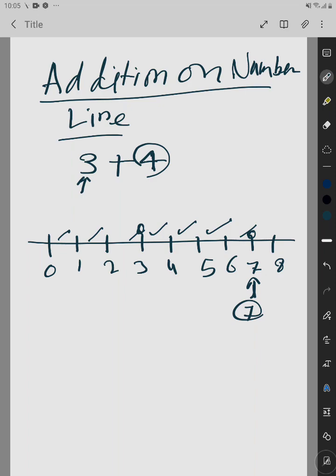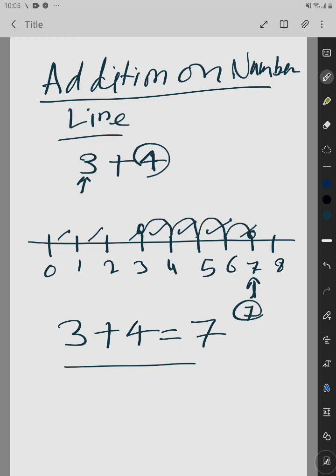Okay, so this is the process by which we can add any numbers on the number line. So 3 plus 4 equal to 7. If you want to denote this on the number line, you will do it like this. You have reached 3, and since 3 is already there, if you are adding 4, you will write like this: 1, 2, 3 and 4. You can mark an arrow here also.